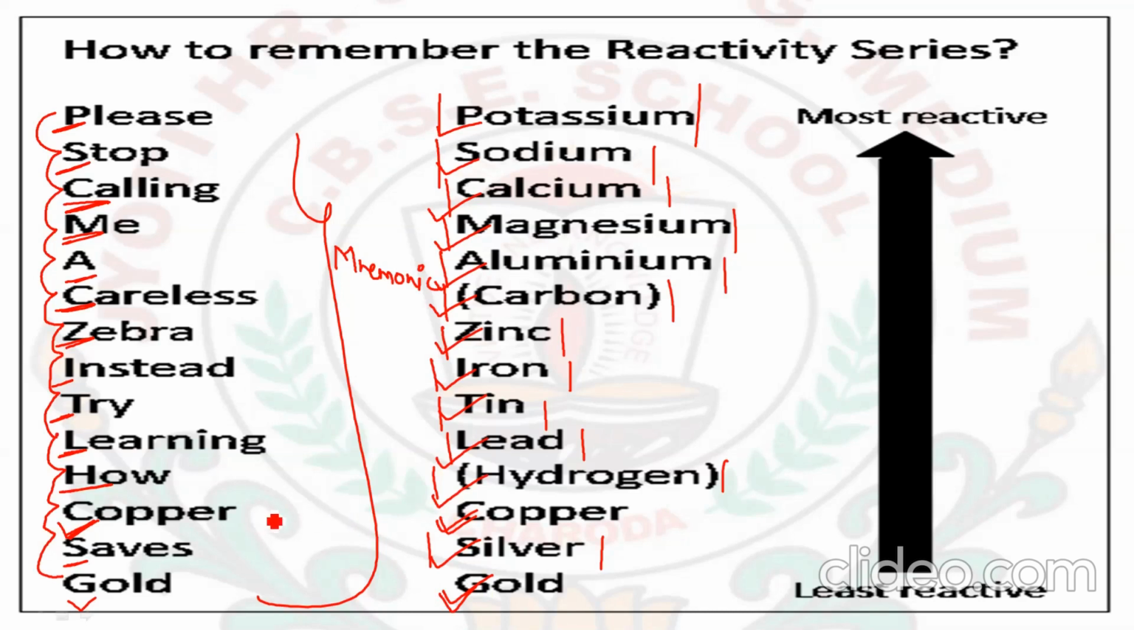Please stop calling me a careless zebra. Instead, try learning how copper saves gold. And when I am moving upside in the series, the reactivity increases. It means that potassium is the most reactive metal. According to class 10th, I am telling, but in reality cesium is the most reactive. But according to class 10th, potassium is the most reactive metal in the series, and gold is the least reactive metal.